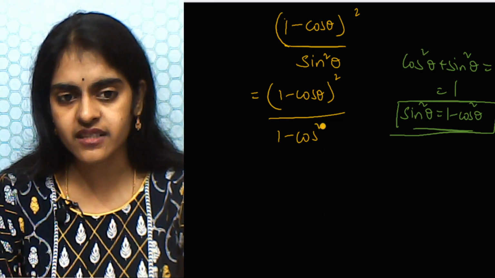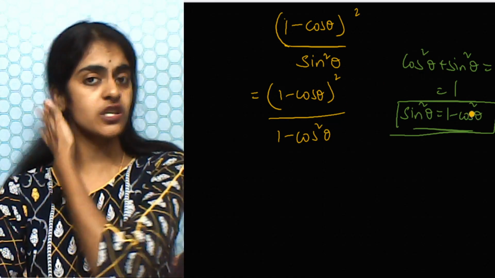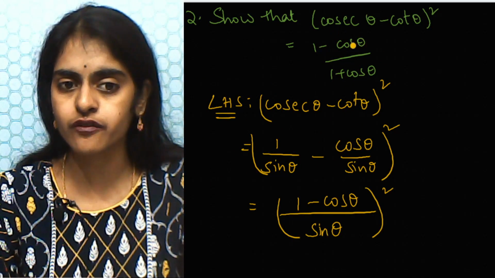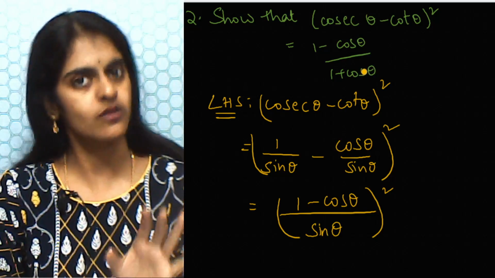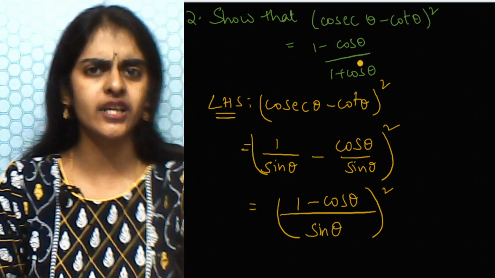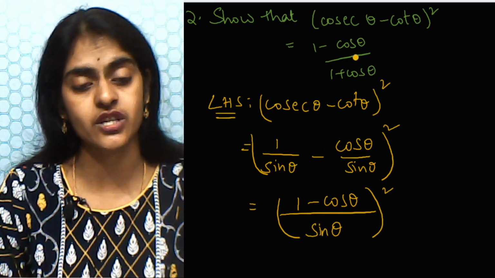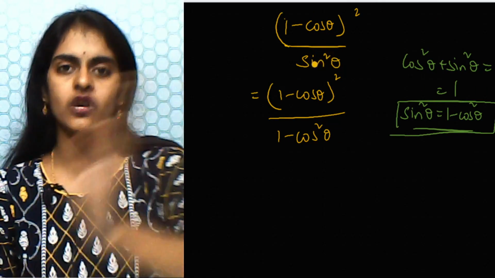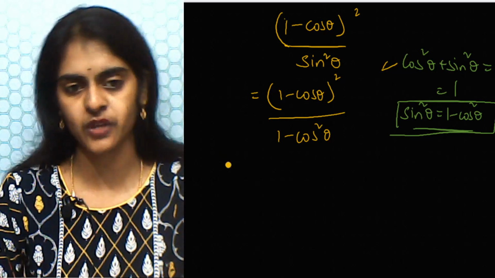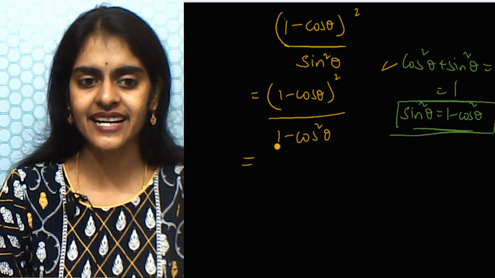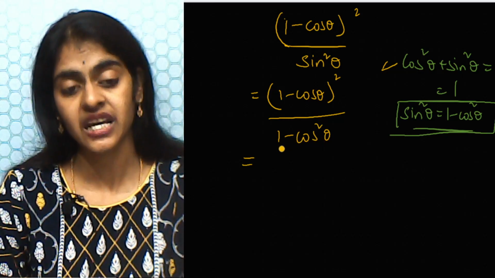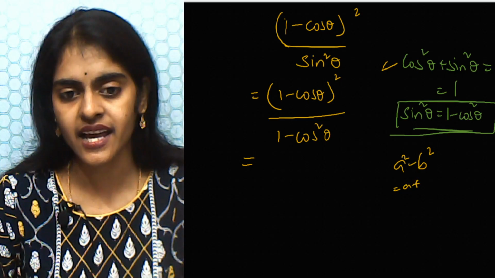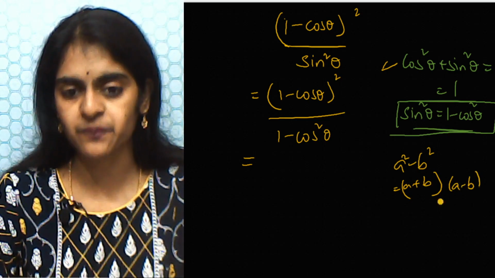Now why am I substituting sine square theta as 1 minus cos square theta? Because you have to prove that the RHS has only cos theta. I don't want any sine theta or any other trigonometric ratios. I want only cos, so I'm transferring sine square theta to cos square theta using the identity we have. Now see, this is like a square minus b square, and a square minus b square is a plus b into a minus b, isn't it?